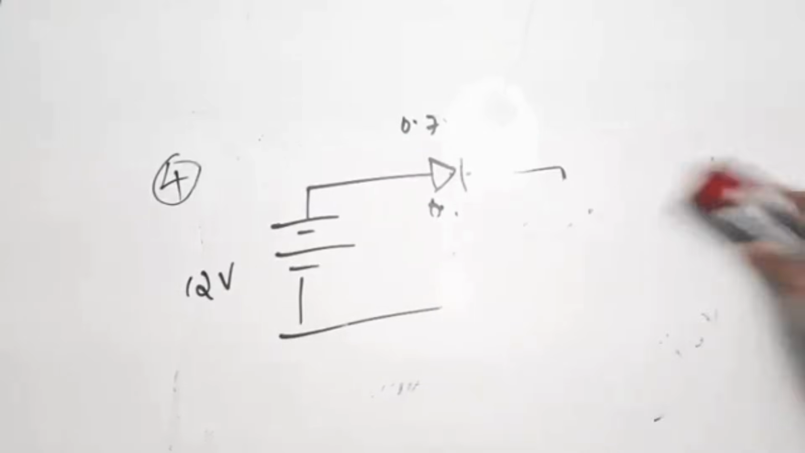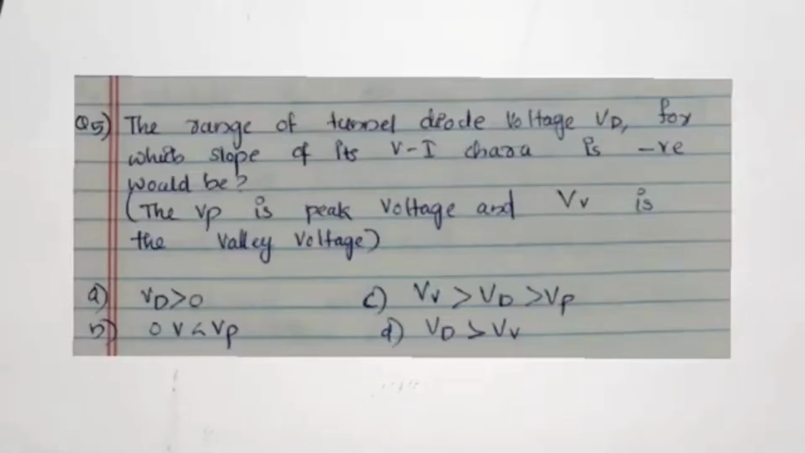Moving on to the fifth question. The fifth question is from tunnel diodes. The range of tunnel diode voltage VD for which the slope of the VI curve is negative. Okay, so we have discussed in detail in the tunnel diode revision video about the negative resistance region of the VI curve and about the peak voltage, valley voltage, all these things. Here VP is the peak voltage and VV is the valley voltage.